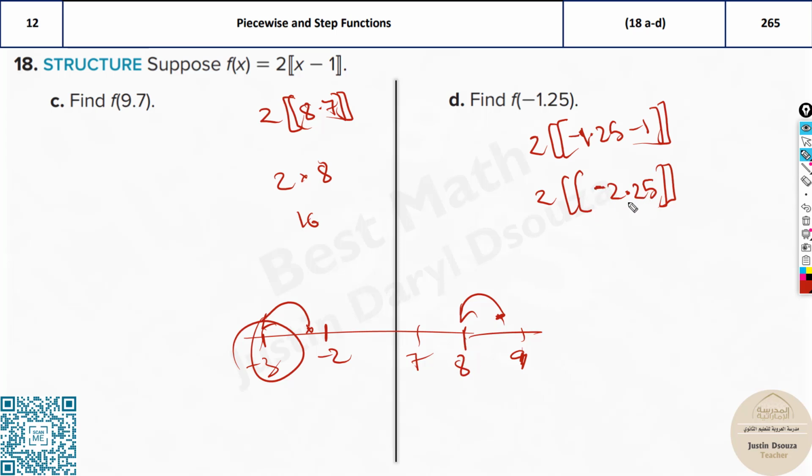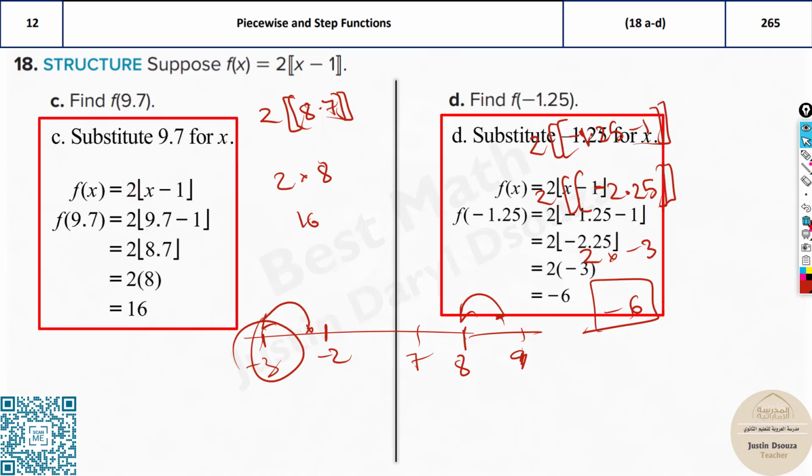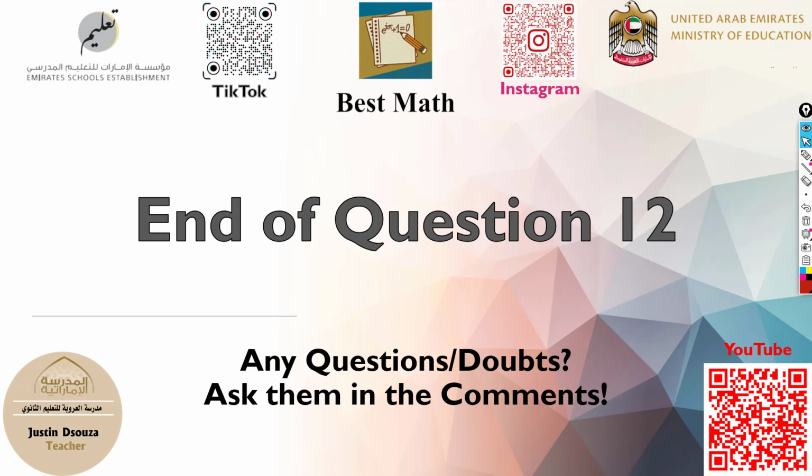But here it changes. The step function for negative 2.25 is minus 3. You go to the negative previous integer, that's minus 3. So it's 2 times minus 3, minus 6 is the answer here. 16 and negative 6, you can see this. And that is the end of question 12.